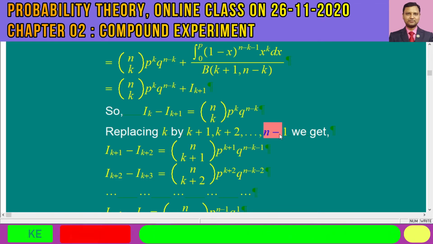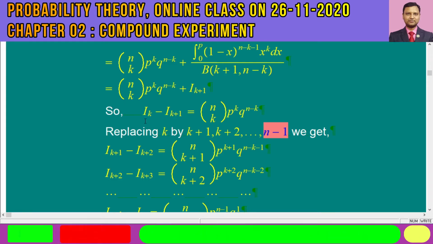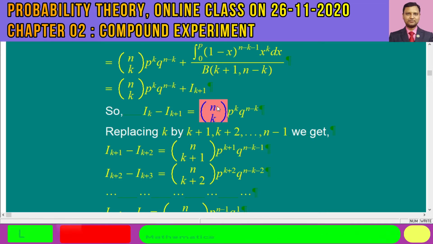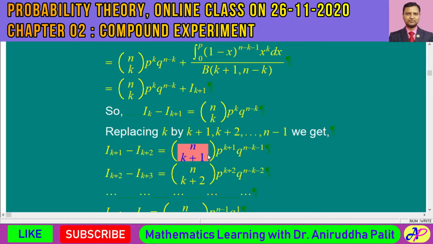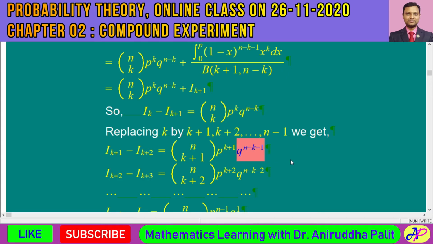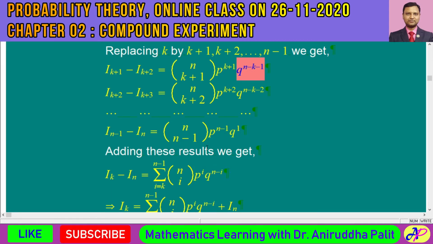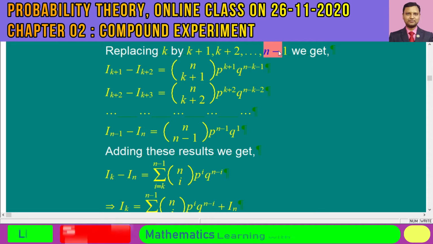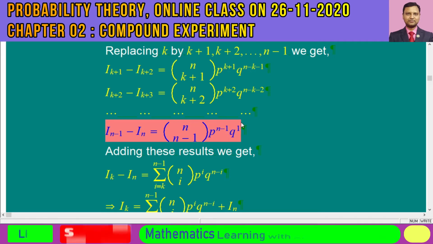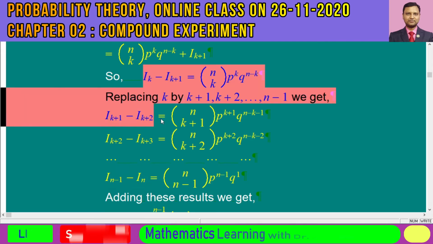Similarly we would replace it up to n minus 1. Then we have this kind of result on the left, and in place of nCk we would have nC(k+1), and a similar expression p to the power of k plus 1, q to the power of n minus k minus 1, and so on. So now we add all these results up. If we put k equal to n minus 1, we ultimately get this kind of result.